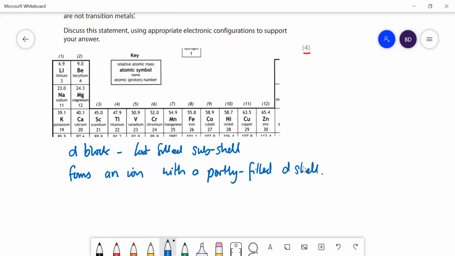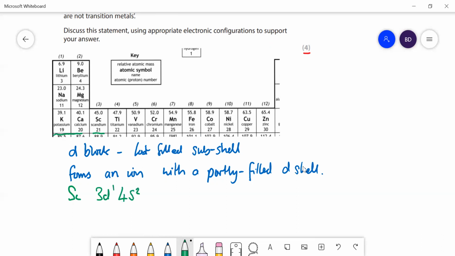Okay, so that's the definition of transition metal. Now we see that scandium and zinc aren't actually transition metals using that definition. Scandium is going to have the electronic configuration, well, you can see it's here. So 4s is filled, I've got 1 electron in 3d. So it's 3d1 4s2.